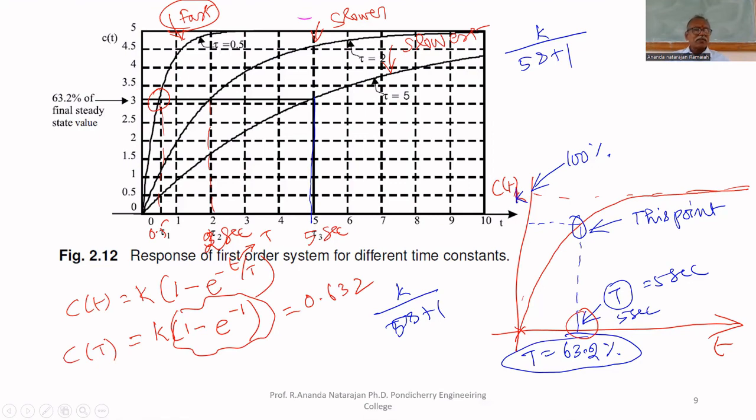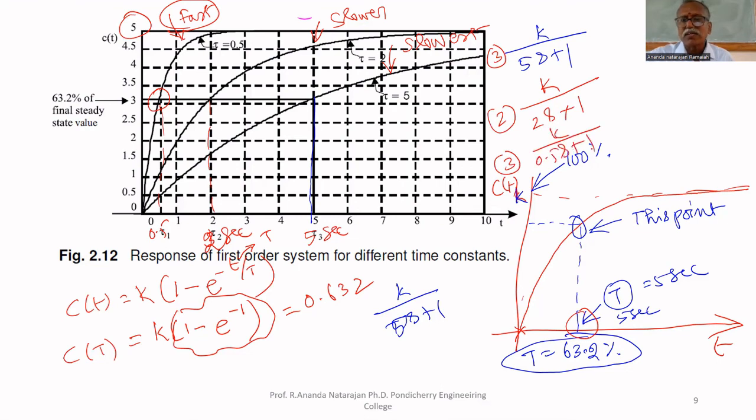If you change k, what will happen? Suppose k equals 5 for all the systems. I have 3 systems. The first system is k upon 0.5s plus 1, which is the fastest system because the time constant is 0.5. The second is k upon 2s plus 1, the slower system. The third is k upon 5s plus 1, the slowest system because the time constant is 5 seconds. By looking at the time constant, we can say which is fastest.